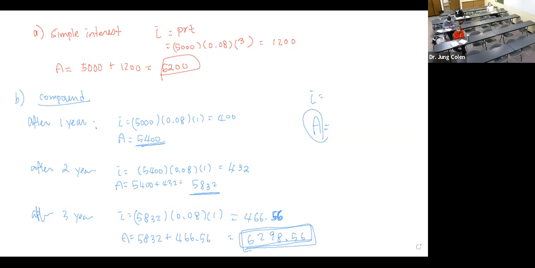So think about when you're borrowing the money, which is better? Simple interest. If you are lending the money to get it back, simple interest; if you're investing, compound interest should be better. Okay, so we can get the sense of that. Awesome.